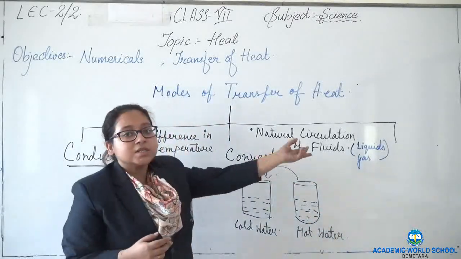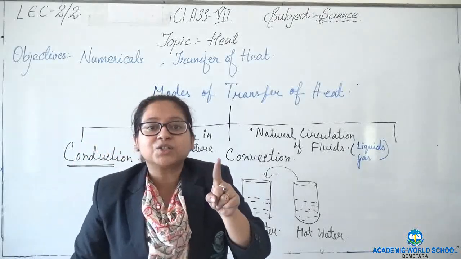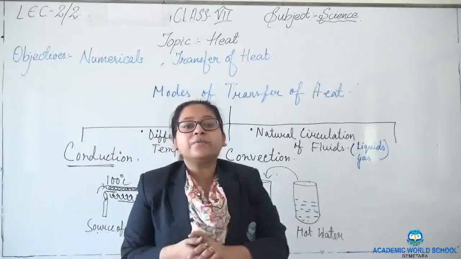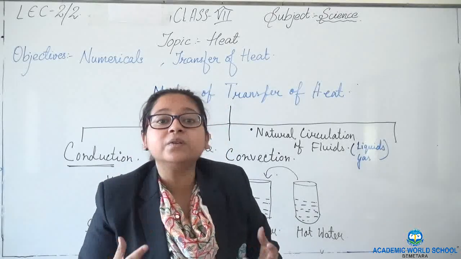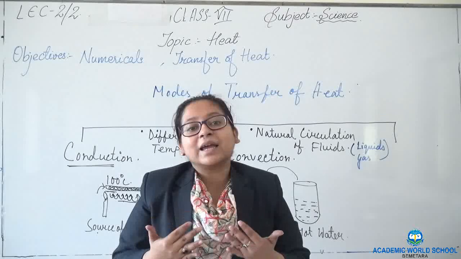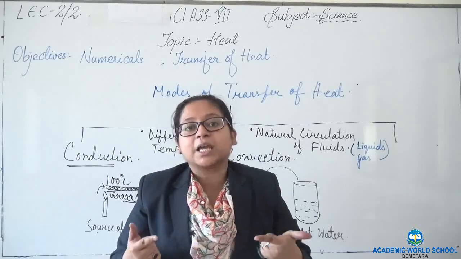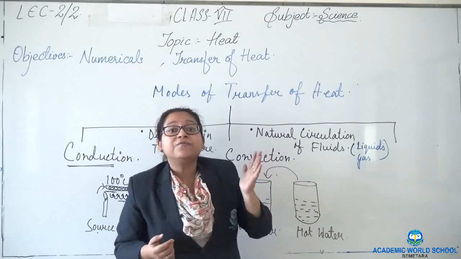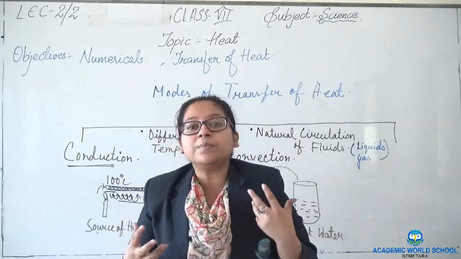Now these convections are of two types. One is natural convection, another one is forced convection. Natural convection is the one which I gave you the example when we boil water. When we are boiling water, the water is getting heated and the circulation is taking place naturally. That is natural convection. And forced convection, where we are doing it by force.